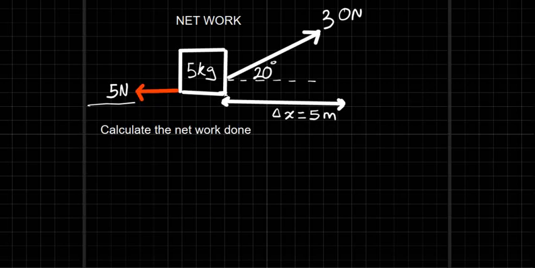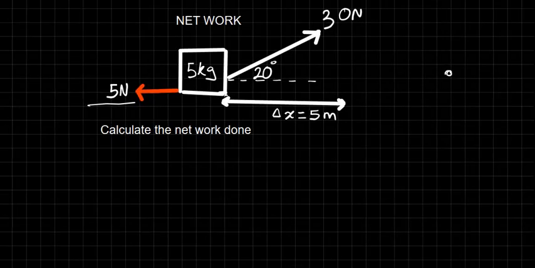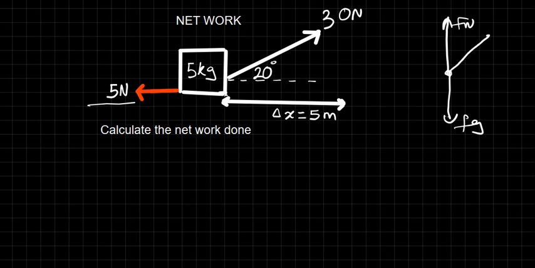We have to calculate the net work done. So the first thing we have to do is a free body diagram on this object to identify all the forces acting on these objects. In the free body diagram, we have the normal force going up, and we have the gravitational force going down, and we have the applied force, and we have the friction.